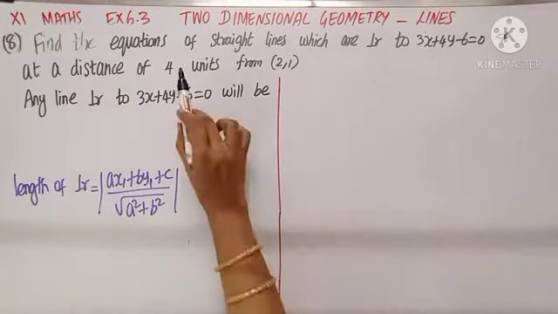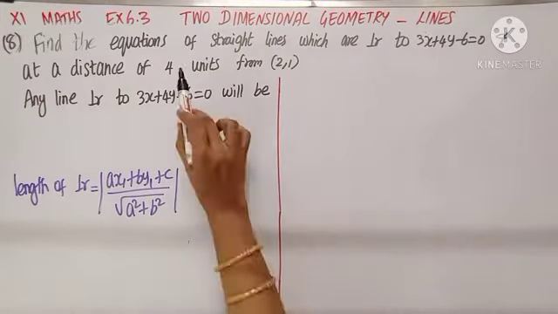Find the equation of the straight line parallel to 2x plus 3y equals 10, which is such that the sum of its intercepts on the axis is 15. How to write a line parallel to 2x plus 3y equals to 10? It is 2x plus 3y equals to k. Call it as number 1.